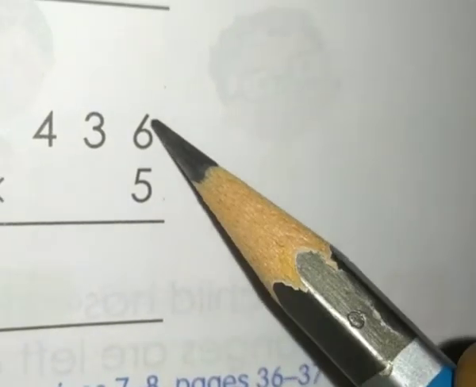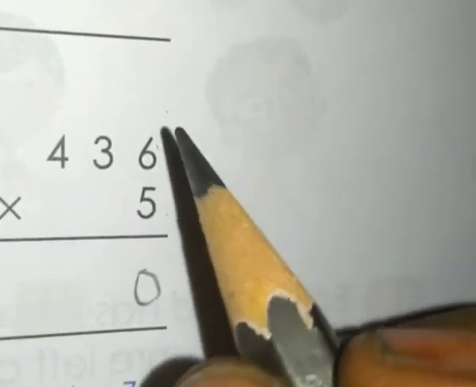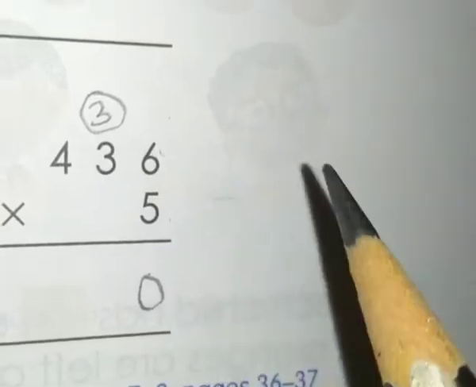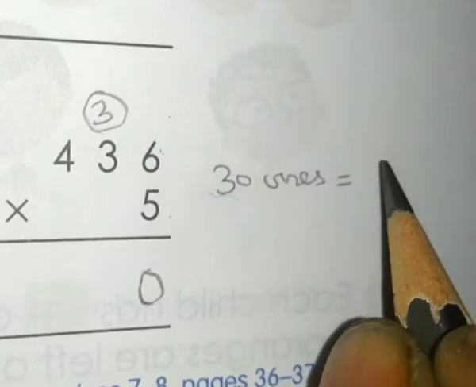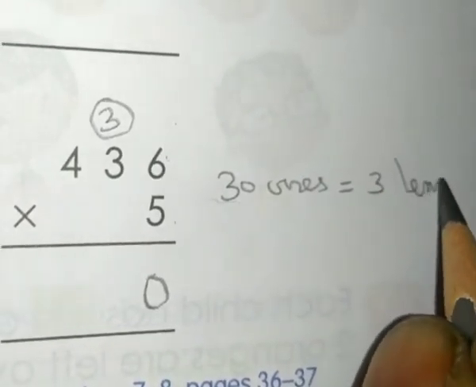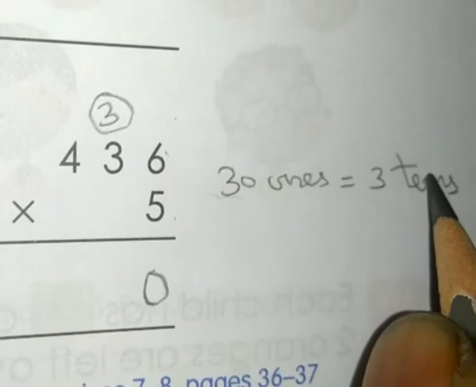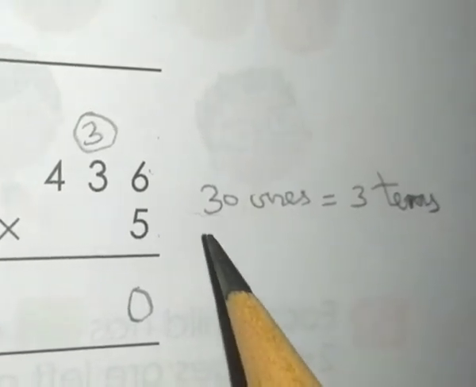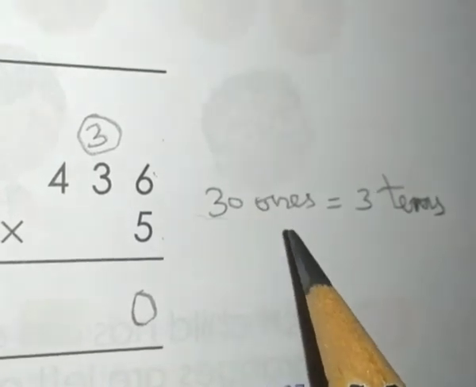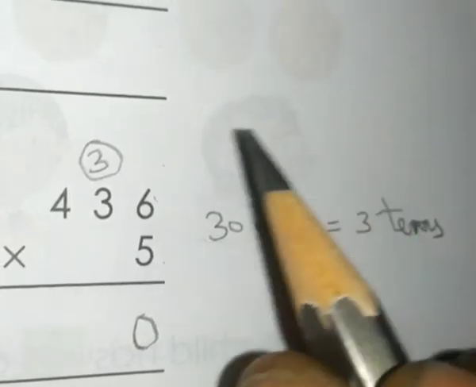See here. Start from ones place. 5 sixes are 30. From 30 you have to write 0 here. 30 ones will be carried over to tens place as 3. As I said already, 30 ones are equal to 3 tens. So 3 will be carried over to tens place.